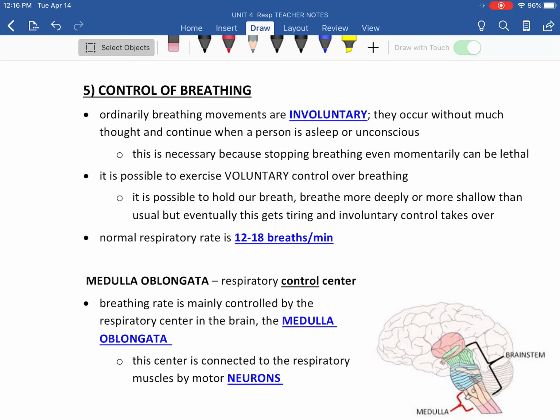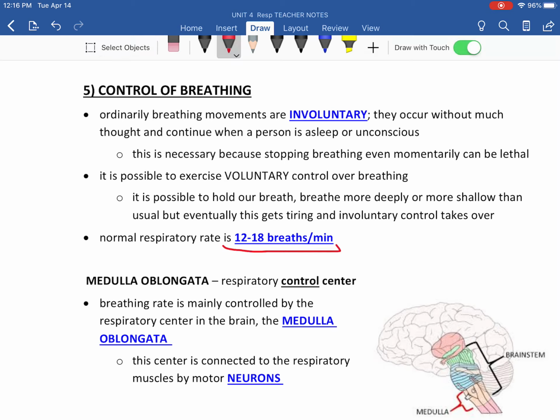Okay, in terms of controlling breathing, if you've noticed going about your day, you don't really have to think about breathing. It happens involuntarily, which means you can do breathing while you're asleep, while you're unconscious. So this is kind of a protective mechanism because we can't really go very long without breathing. Now, of course, we can override our involuntary mechanisms and hold our breath, but eventually our involuntary mechanisms are going to kick in to try and allow us to breathe, okay?